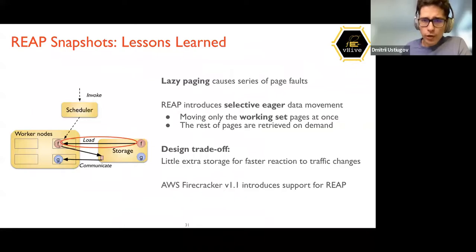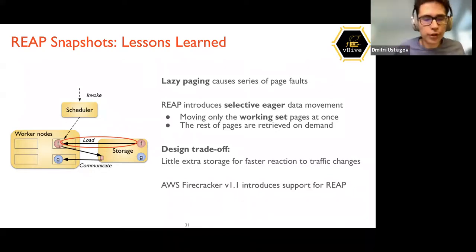So the way it works is that we found that it's the lazy paging which causes the long series of page faults. And what REAP does, it introduces selective, eager pre-faulting by moving the working set pages all inside the guest memory at once, exploiting the trade-off of just a little bit extra storage for this working set files to get rid of the bulk of the page faults. And this is already supported in AWS Firecracker.